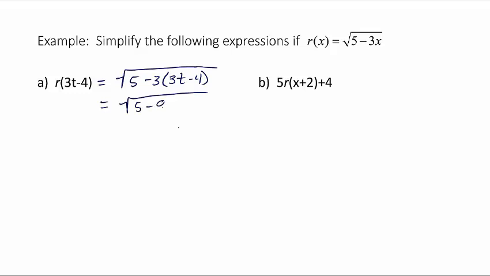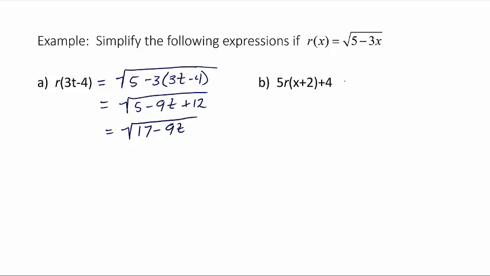So I'm going to have 5 minus 9t plus 12. And 5 and 12 is 17. So 17 minus 9t. Okay, some of you might be tempted to say, oh, the square root of 9 is 3, but because we're subtracting the 9t from 17, we can't do that. So we just have to leave it as is. Okay, so let's look at this next example.